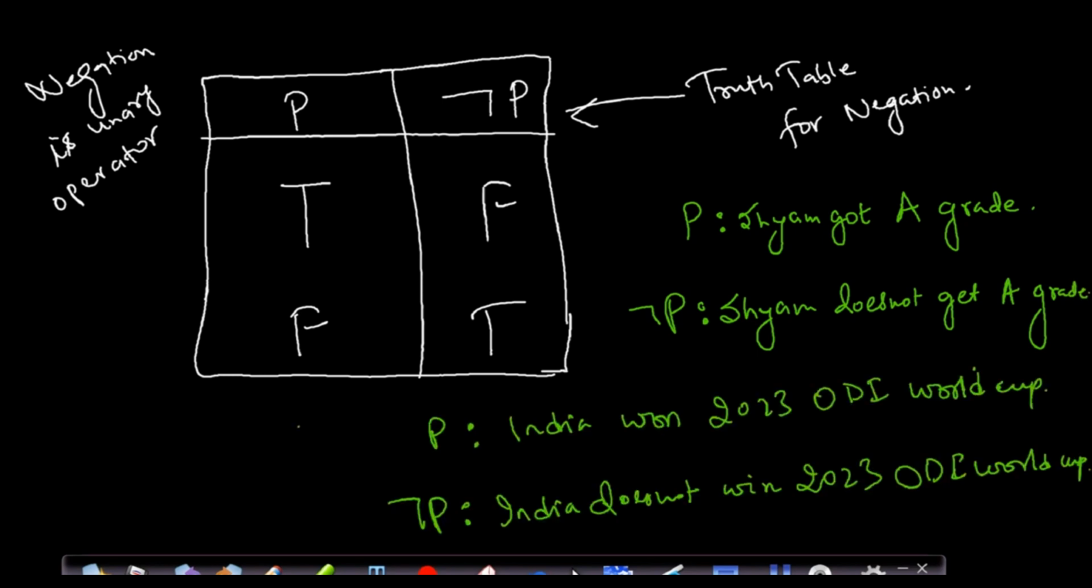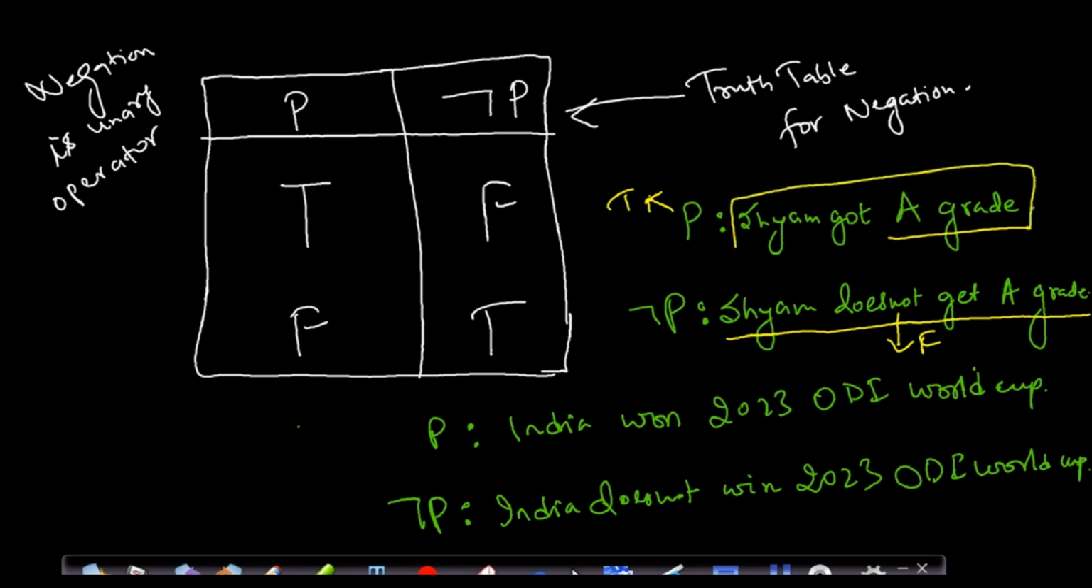Okay, let's say Shyam got the A grade. Then what is the truth value of P? The truth value of P is true. Now, if Shyam got A grade and there is a statement that Shyam does not get A grade, it means that this statement is false. So when this statement is true, then this statement is false.